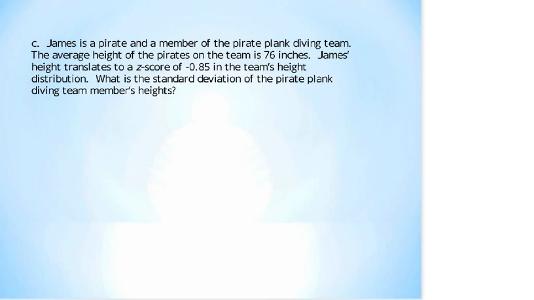All right, our last question is a little bit different. So this time I know that James is a pirate, and he's a member of the Pirate Plank Diving Team. The average height of the pirates on the team is 76 inches. James's height translates to a z-score of negative 0.85 in the team's height distribution. What is the standard deviation of the Pirate Plank Diving Team members' heights? Well, I'm assuming that most of you could figure this out, but I'm going to help you a little bit.